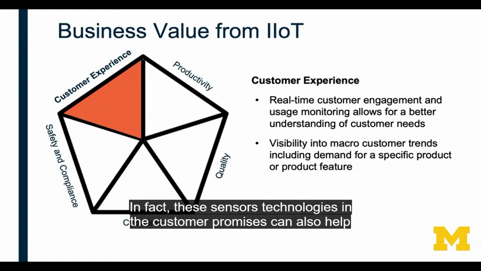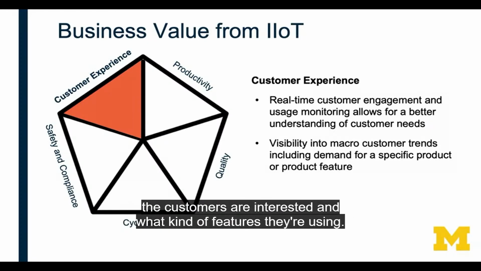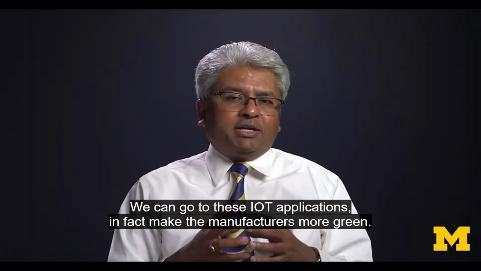In fact, these sensor technologies in the customer premises can also help the manufacturers understand the broader trends in terms of where the customers are interested, what kind of features they're using. Similarly, as I said, these are just the 5 dimensions I picked. We can go to these IoT applications. In fact, they make the manufacturers more green.